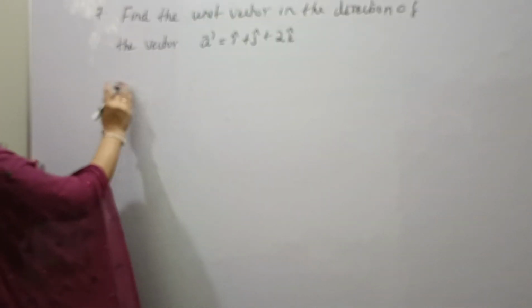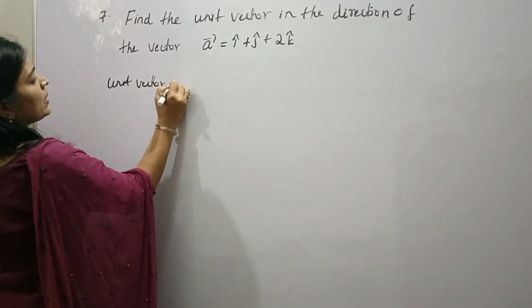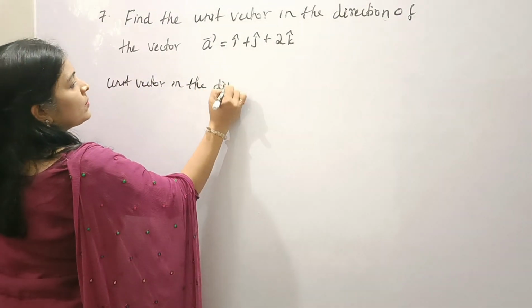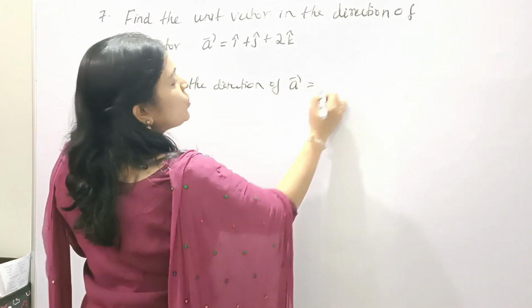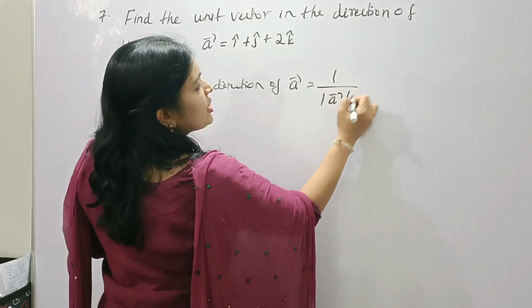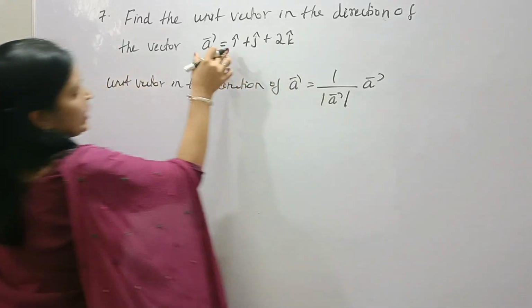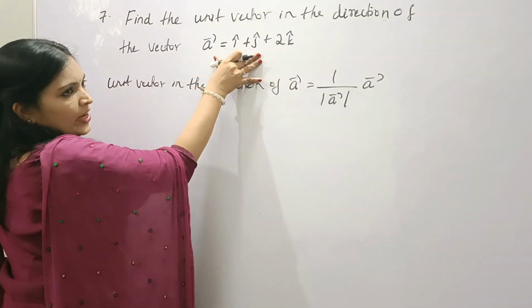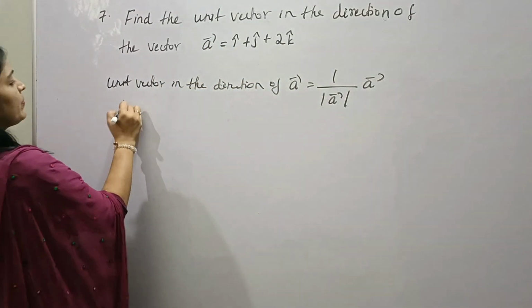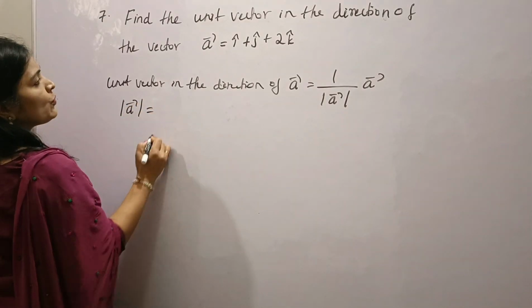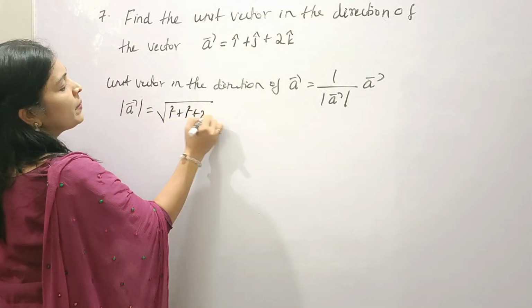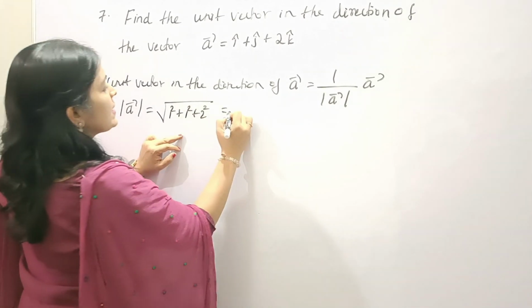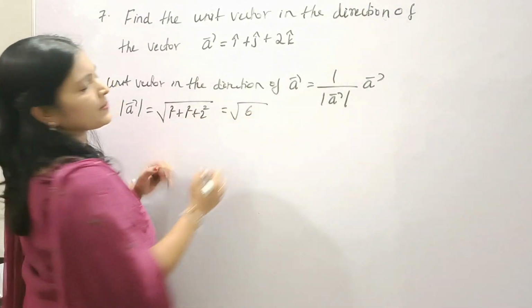So the unit vector in the direction of vector A is equal to 1 by modulus of vector A into vector A. Let's find the modulus of this vector, that is, the magnitude of the given vector. Modulus of vector A is equal to square root of 1 square plus 1 square plus 2 square, that is, square root of 6.